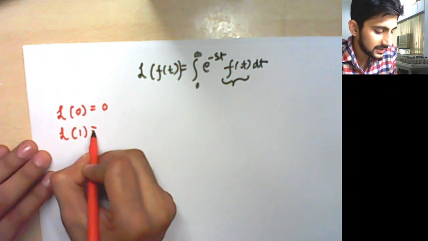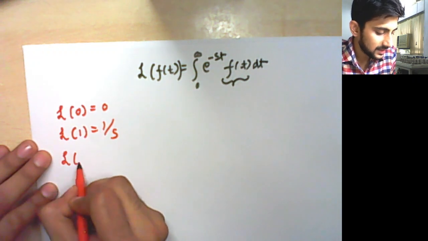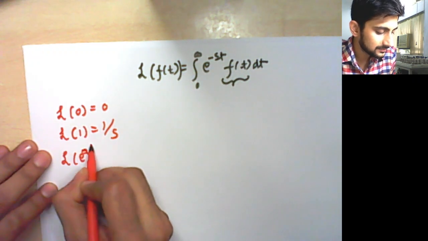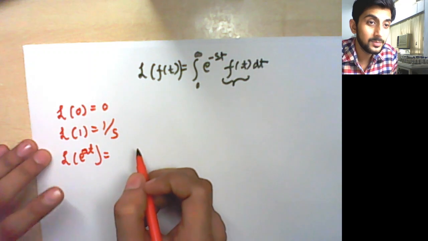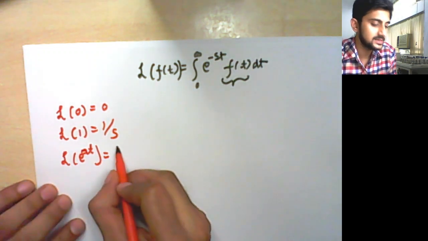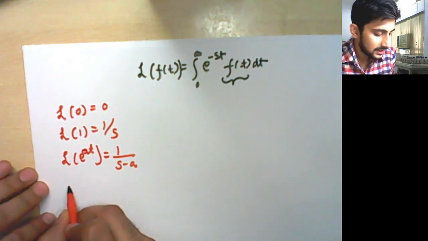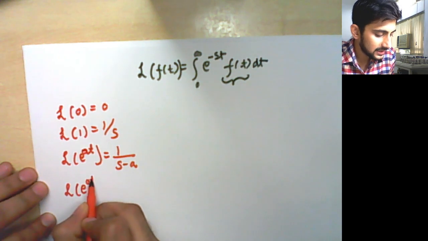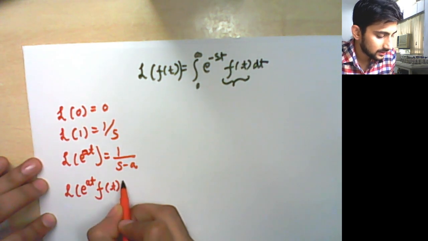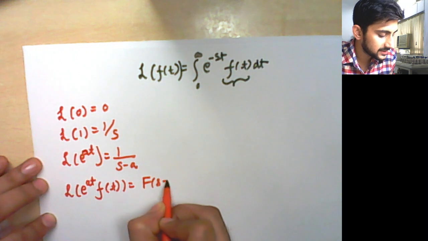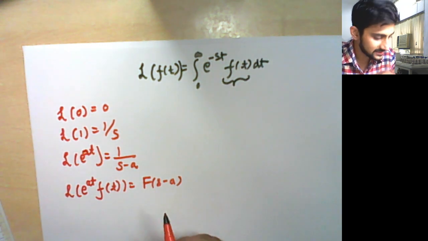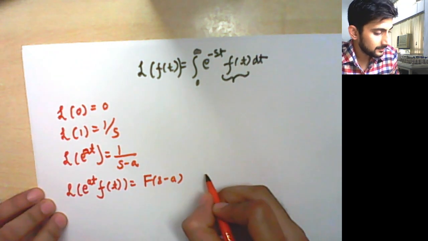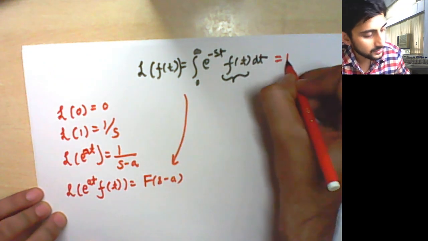Laplace transform of 1 is 1 upon s. Laplace transform of e to the power at is 1 upon s minus a. Laplace transform of e to the power at f(t) is equal to F(s minus a), because we call this the shifting on s-axis theorem, where you have taken that the Laplace transform of f(t) is equal to F(s).